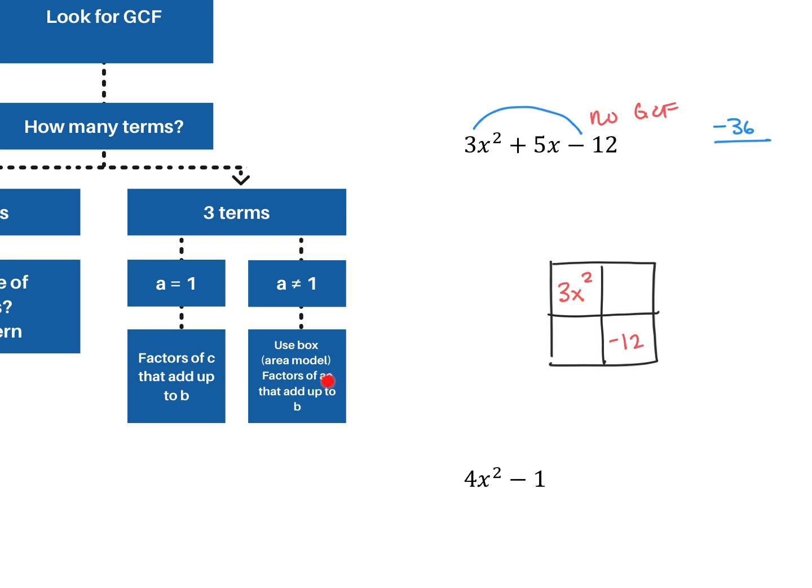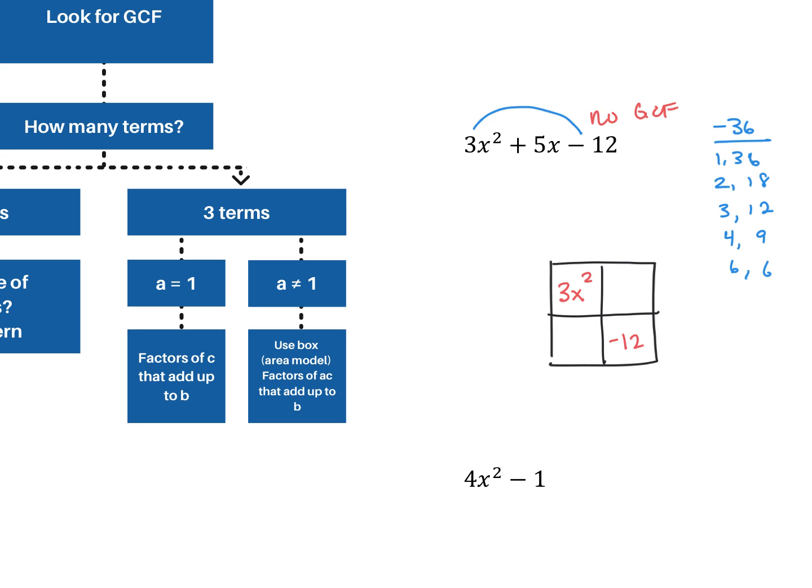We want factors of A times C that add up to B. So we're going to look for a factor pair to add up to a positive 9. So factors of 36, we have 1 and 36, 2 and 18, 3 and 12, 4 and 9, 6 and 6. But these factor pairs are multiplying to a negative 36. Now, to get a negative 36 with multiplication, that means you have to have one negative number. So we need one positive and one negative number in our factor pair.